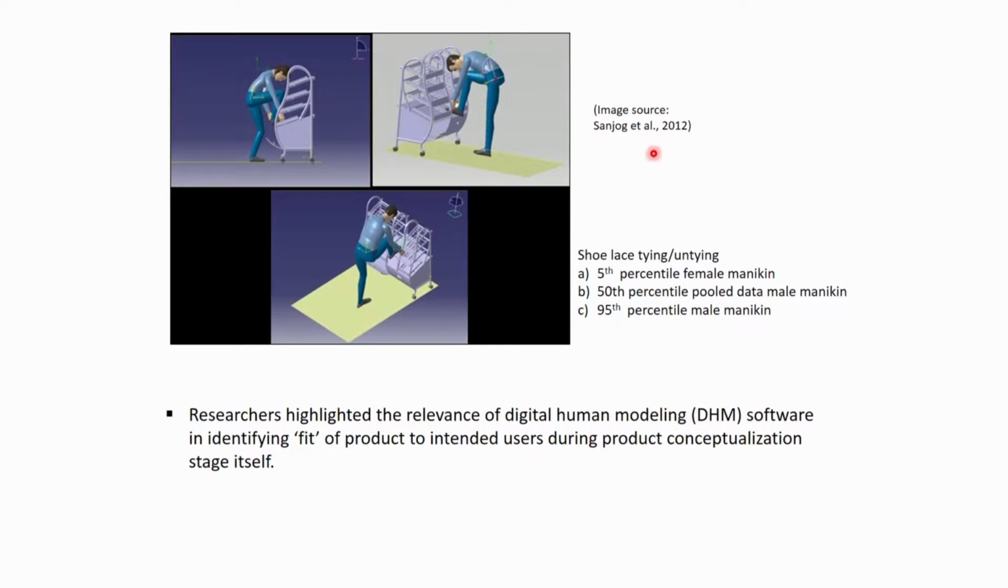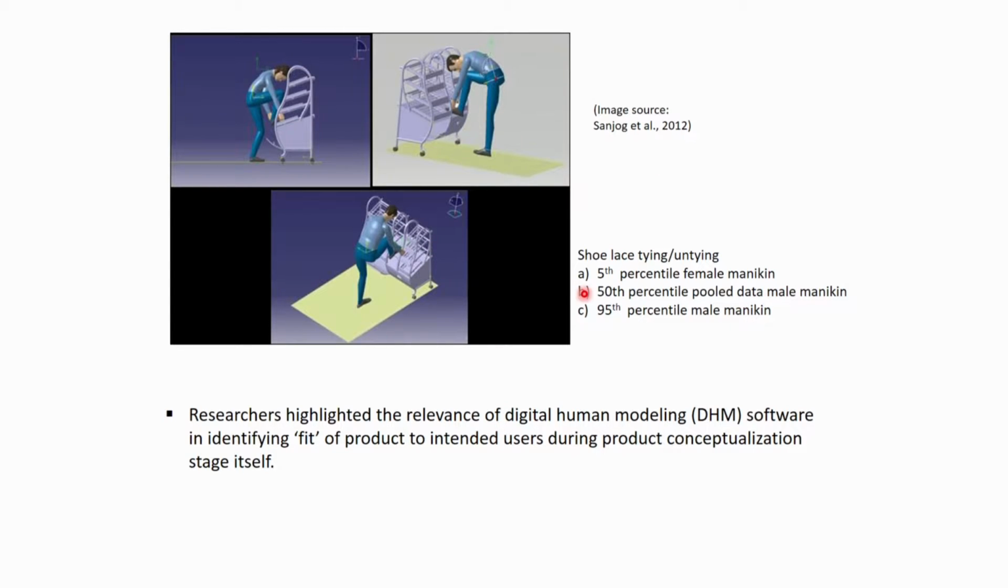So, various types of reach analysis were performed. Then, as I mentioned earlier, for a different user scenario, particularly while persons are tying a shoelace, the 5th percentile female and 95th percentile male, keeping their foot on the shoe rack, how is the scenario and how is the body joint angle, that was also measured.